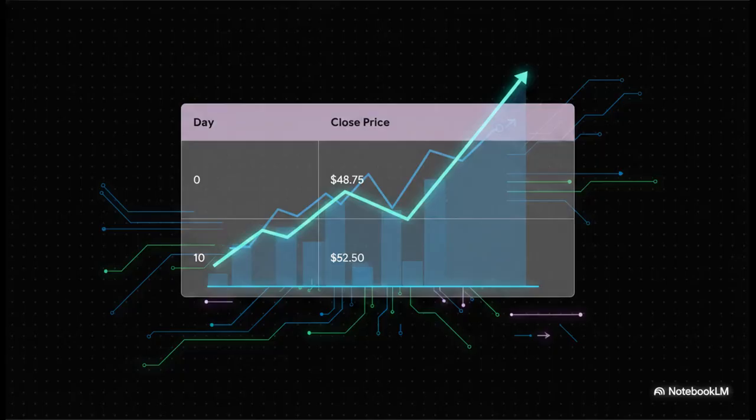Let's actually feed some raw data into this formula so we can see exactly how it digests those price inputs. Let's say we choose a 10-day look-back period. 10 days ago, which acts as day 0 for our math here, our stock closed at $48.75. Today, on day 10, the current closing price sits at $52.50.